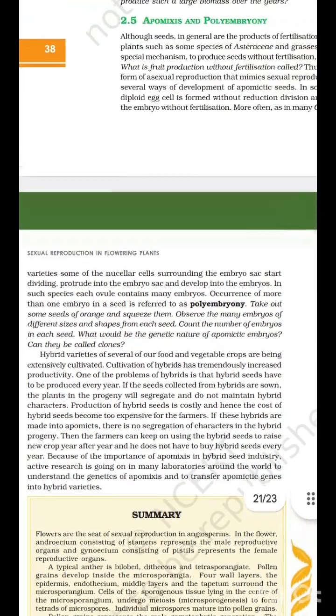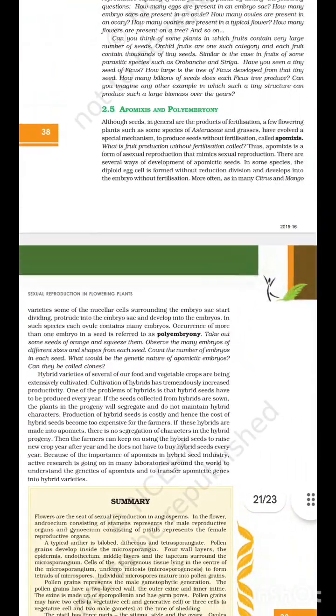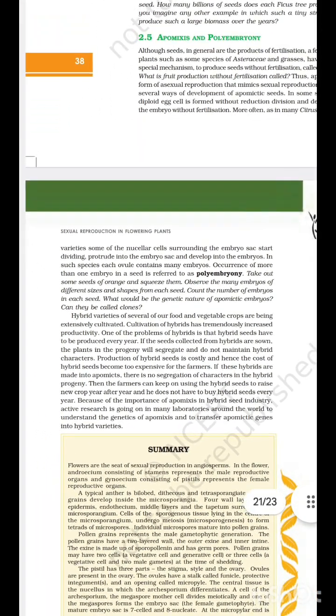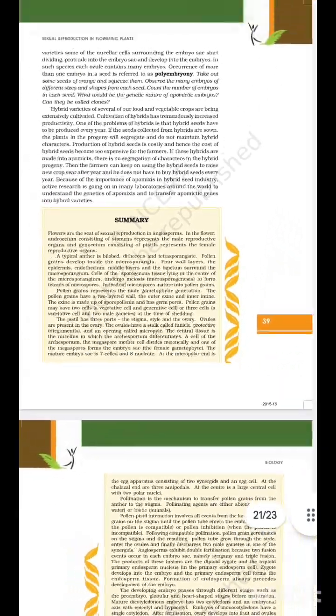Then, what is polyembryony? Most often, as in many citrus and mango varieties, some of the nucellar cells surrounding the embryo sac start dividing and protrude into the embryo sac, and develop into embryos. In such species, each ovule contains many embryos. Occurrence of more than one embryo in a seed is referred to as polyembryony, and it is most commonly seen in the case of citrus fruit. So it is all about sexual reproduction in flowering plants.